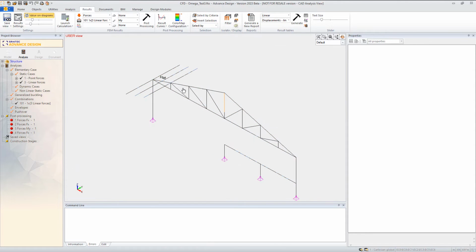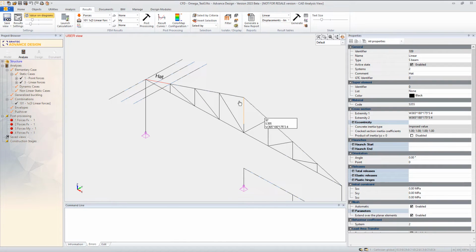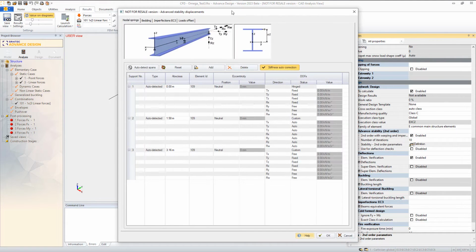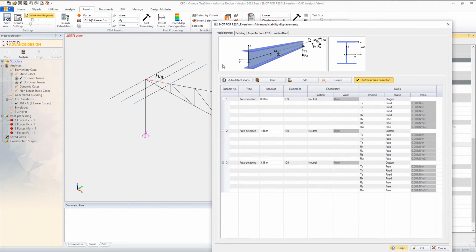that would be something you define in the advanced stability dialog. So first you need to ensure that the advanced stability is activated, and then you will open the advanced stability dialog to define additional restraints if needed. For example, here Advanced Design automatically detected 3 supports. You've got one at each end, so beginning and end, and it also detected the connection with the purlin.